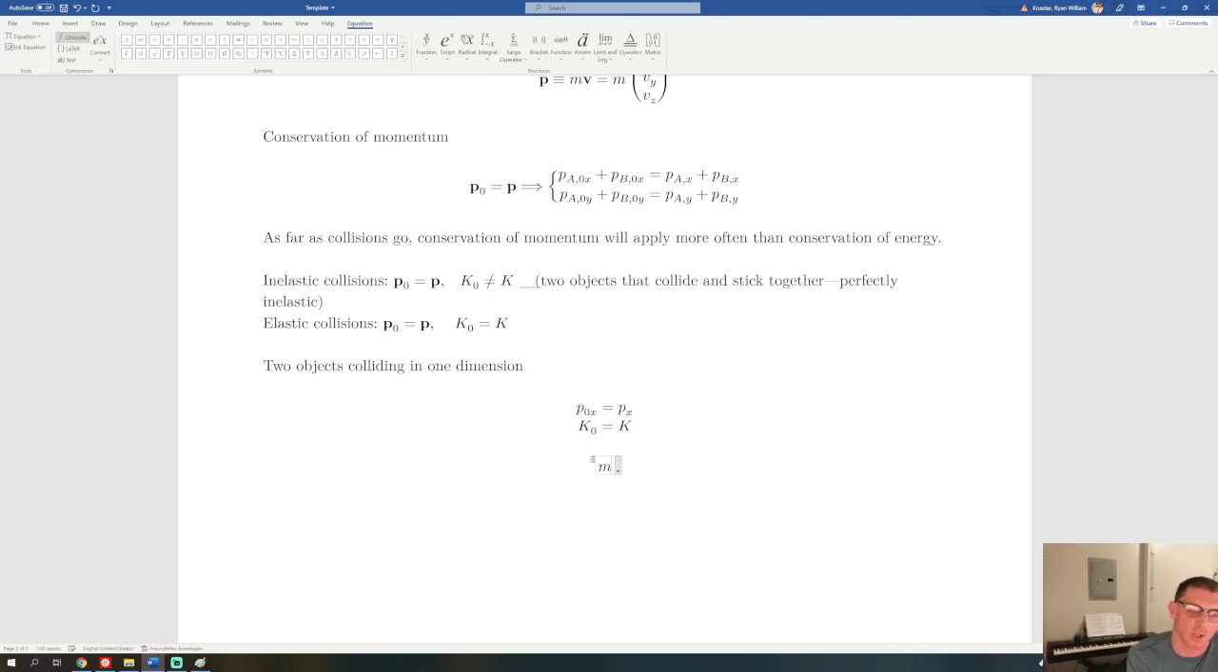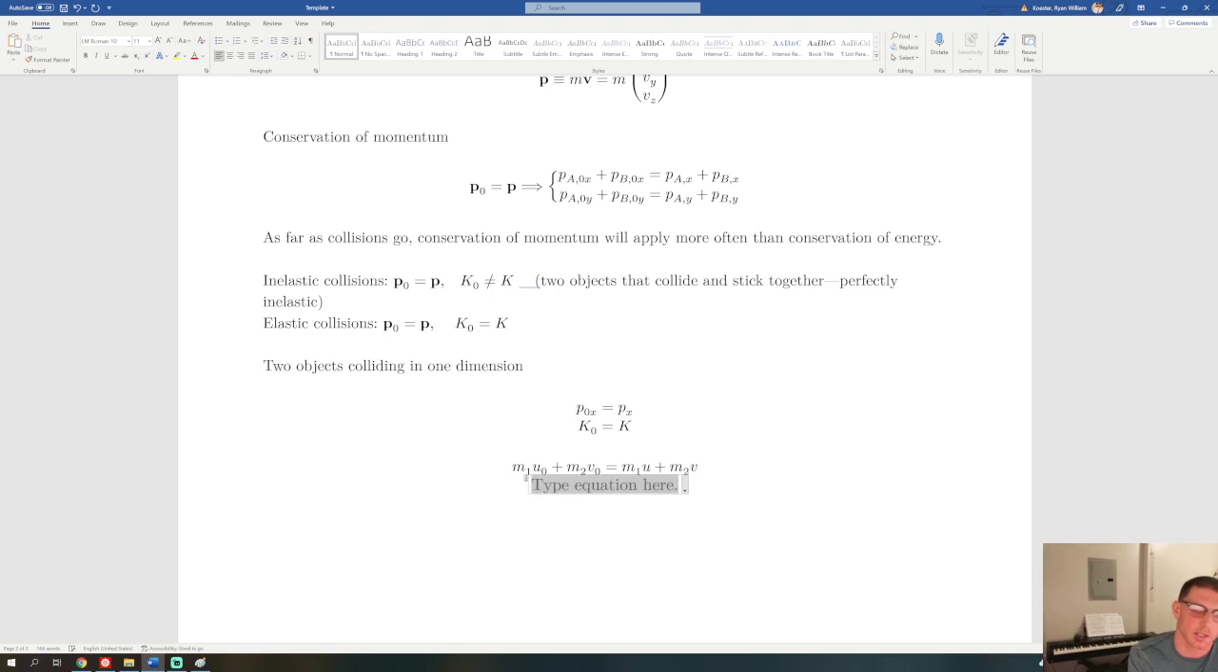We could say one object has mass m1 and it's moving at speed u naught. I'm not going to write more than one subscript, so I'll call one of their velocities u and the other one v. And we have mass m2, moving at v naught. So this is my initial momentum in the x direction, because u and v will only have x components. Then we just set this equal to the final momentum, m1u plus m2v.